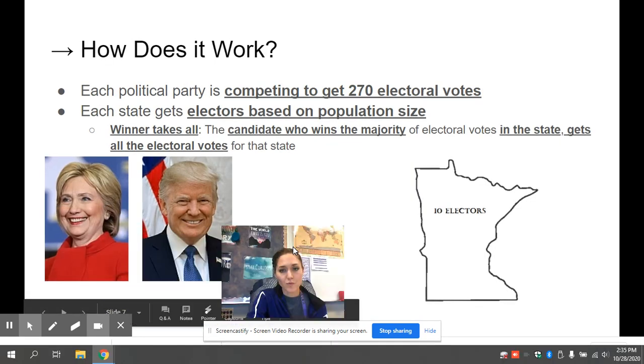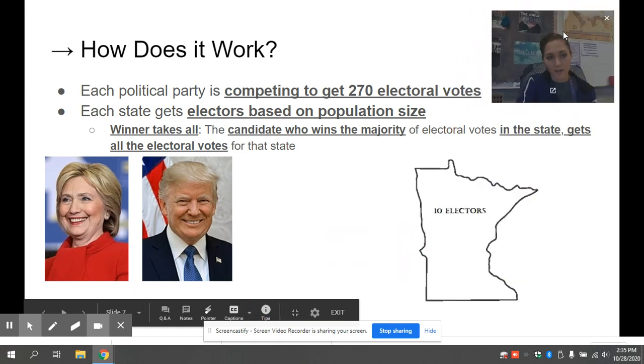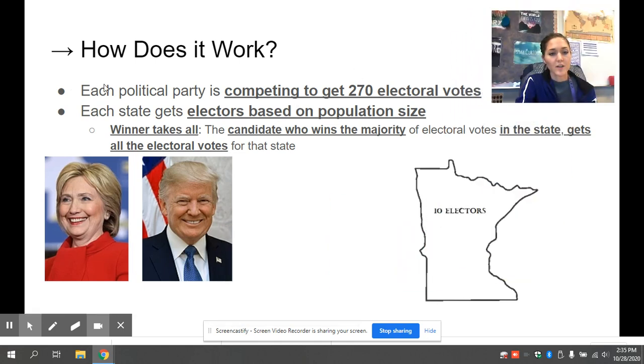All right, so how does it work? This is where things get a little complicated. Each political party is competing to get the majority of electoral votes. Remember, there's 538, so if they get at least 270 or more, then they have the majority needed to win the election. Each state gets electors based on its population size.